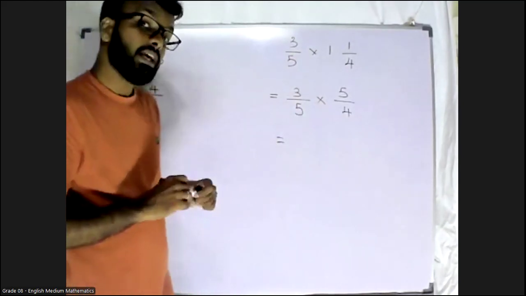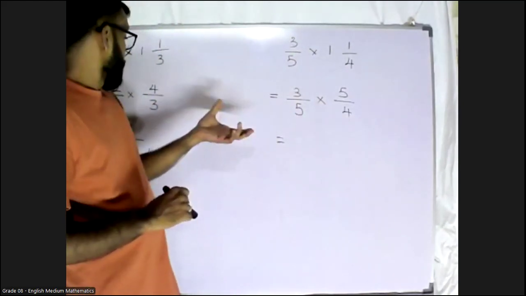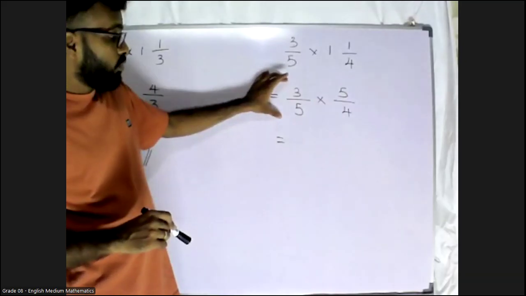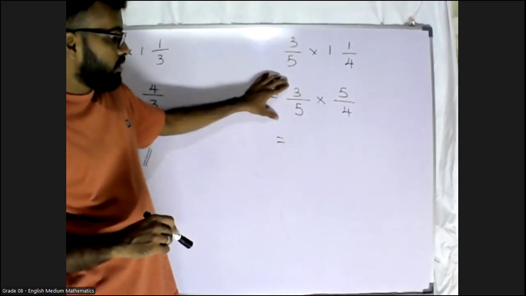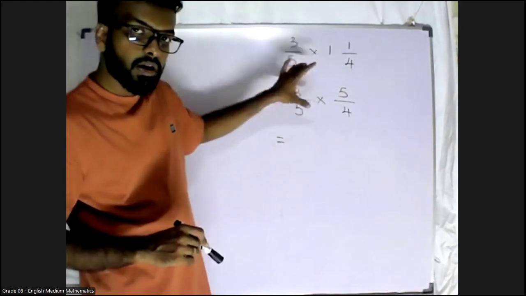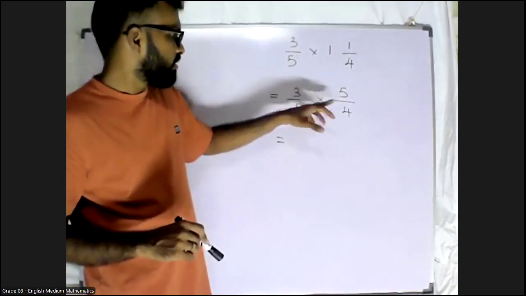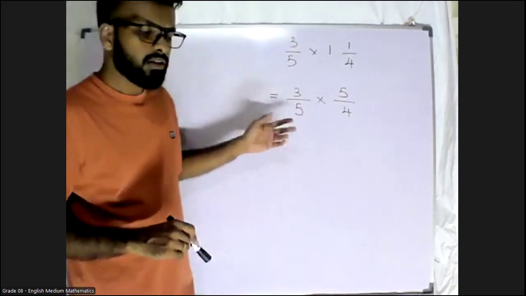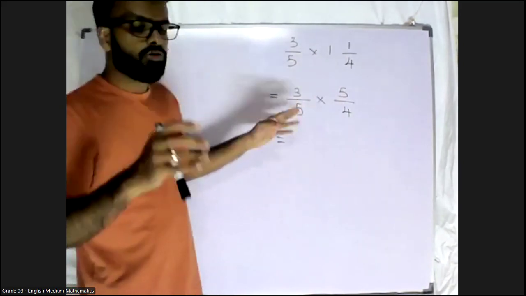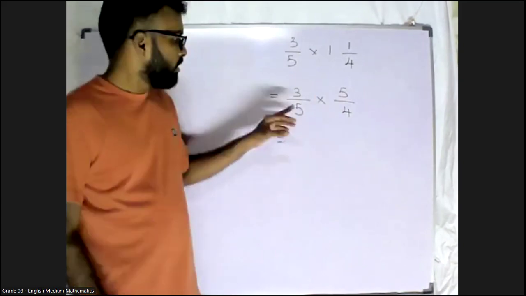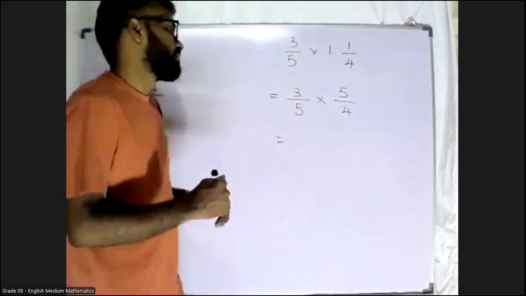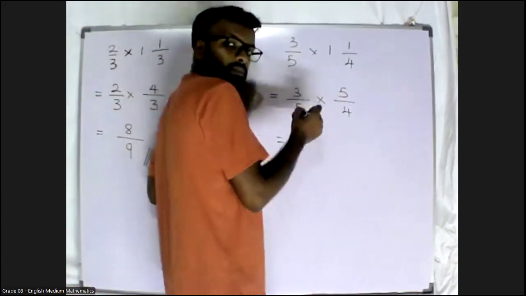Now what did I say? Here you have two fractions, right? Can you find any numbers to be simplified? 3 and 4, you can't. 3 and 5, can't. 5 and 5? Yes, so you can simplify this.